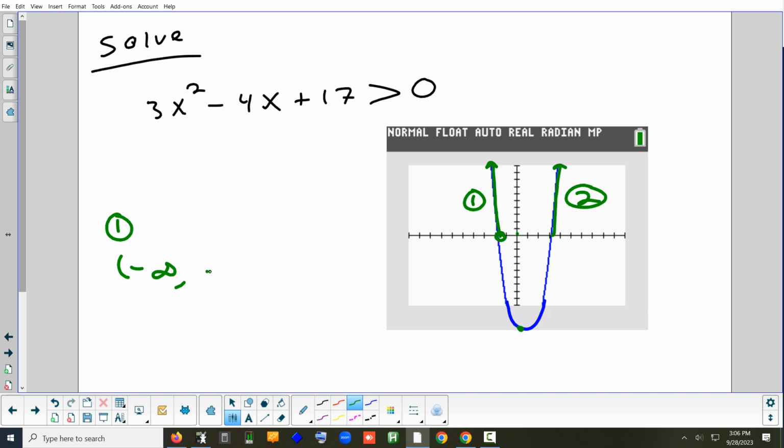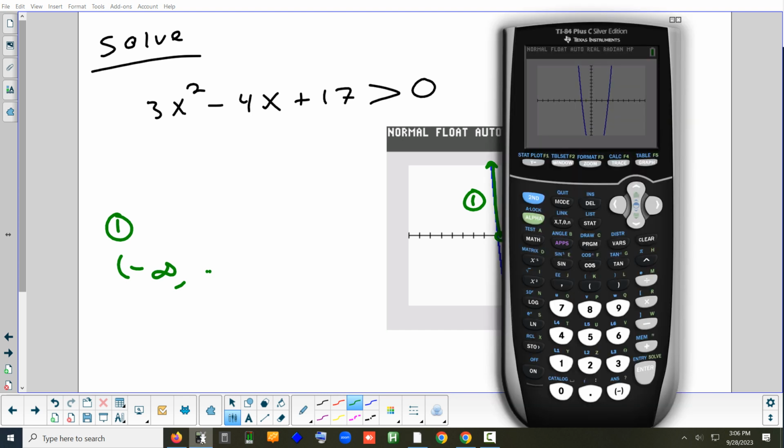Yeah, we have to find the 0. So we'll do second calc 0. My cursor is down at negative 17 and my x value is negative 0.45, so I'm right by the zoom button. I'm going to keep pressing left and now my cursor is coming back up.